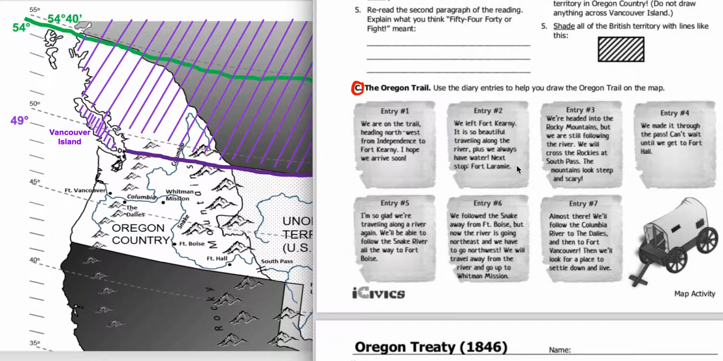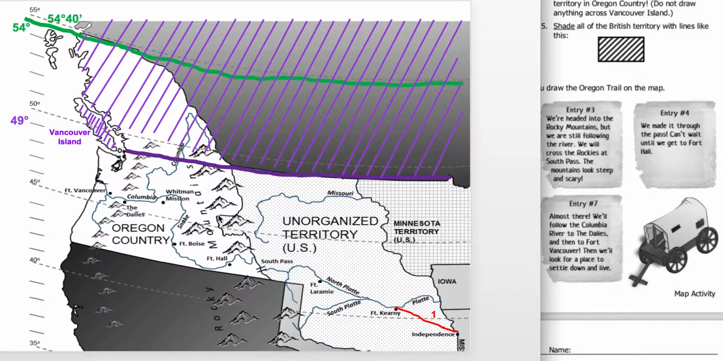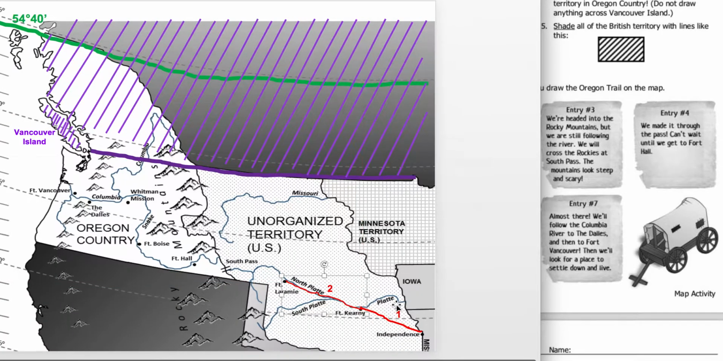Entry 2. We left Fort Kearny. It is so beautiful traveling along the river. Plus, we always have water. Next stop, Fort Laramie. So a couple of things we need to remember. We left Fort Kearny, we're going to Fort Laramie, and we're following the river. So we have Fort Kearny, Fort Laramie, and we are following the river up. And so we're going to put our line in there. And we're going to make sure that we label that 2.